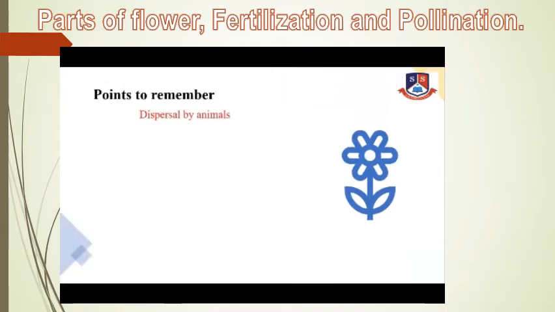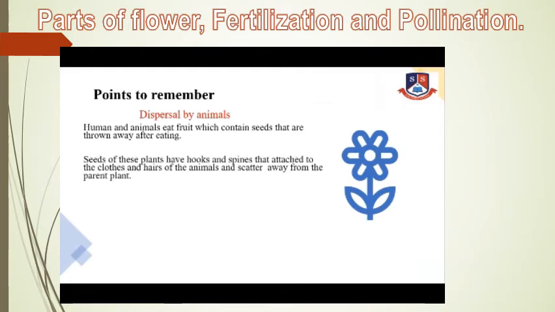Dispersal by animal. Humans and animals eat fruit which contains seeds that are thrown away after eating. Seeds of these plants have hooks and spines that attach to the clothes and hairs of animals and are scattered away from the parent plant.